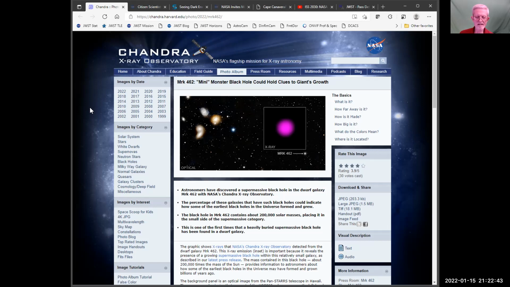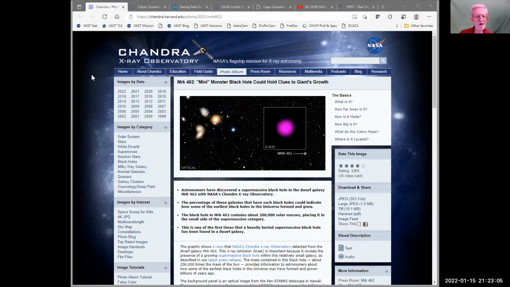But what it means is that if they get more evidentiary data of small galaxies all having black holes at the centers of them, it will give you a closer tie-in to which came first, the black hole or the galaxy. Yeah, chicken or the egg.